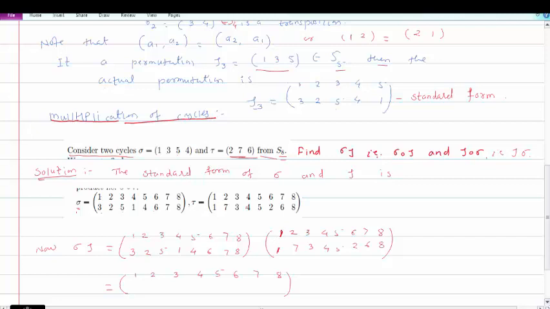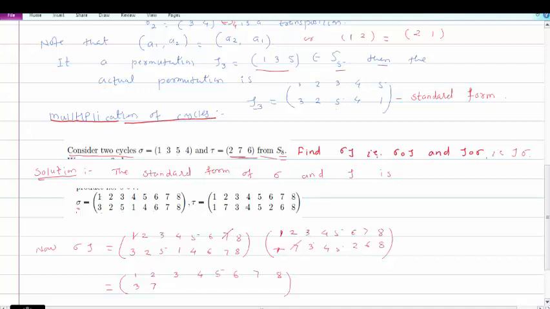And sigma sends 1 to 3. So tau sends 1 to 1, and sigma sends 1 to 3. So sigma tau sends 1 to 3. See here, 2 goes to 7: tau sends 2 to 7, and sigma sends 7 to 7. So we get sigma tau sends 2 to 7.